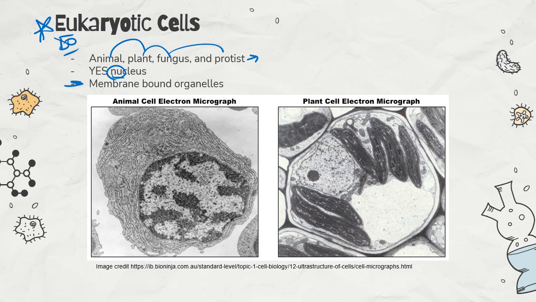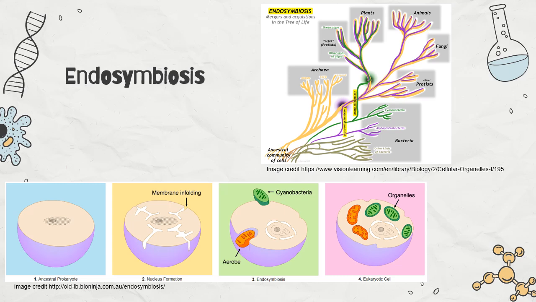These eukaryotic cells have lots of other membrane-bound organelles beyond the nucleus. We're going to look at some mitochondria, and we're going to talk about chloroplasts a lot today. So this theory of endosymbiosis is so cool. Endo means inside, sym means together, and bio means life. So we're talking about cells going inside each other and then living happily ever after together.